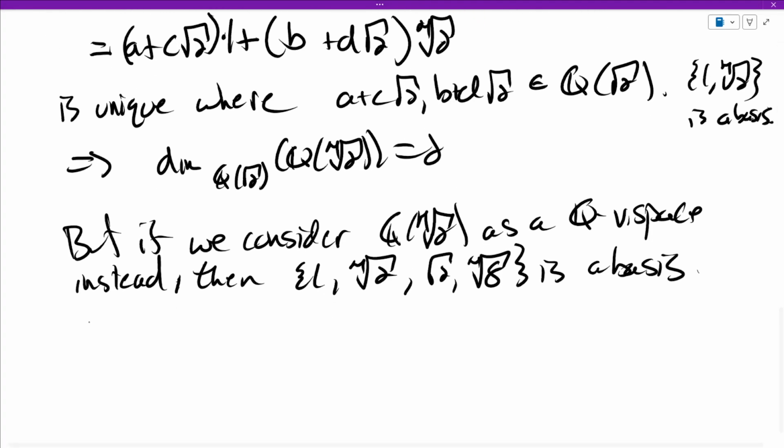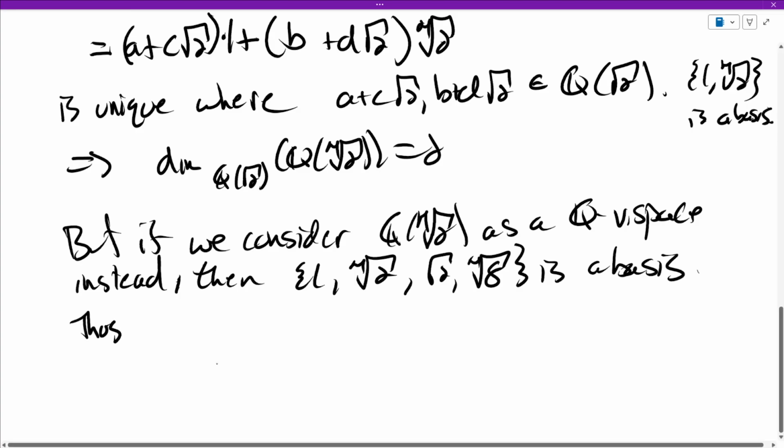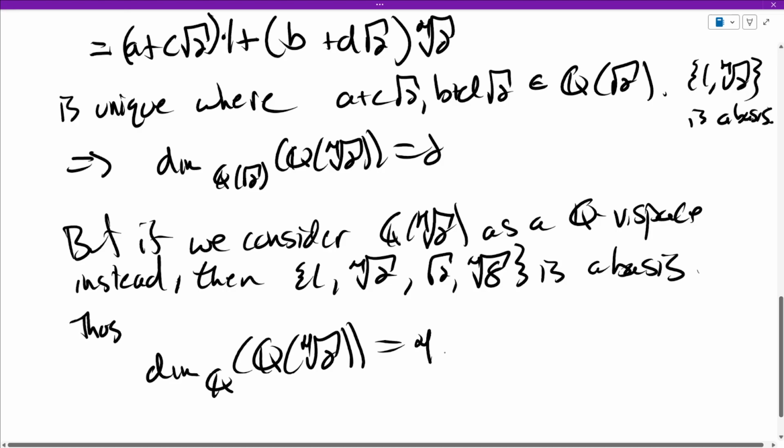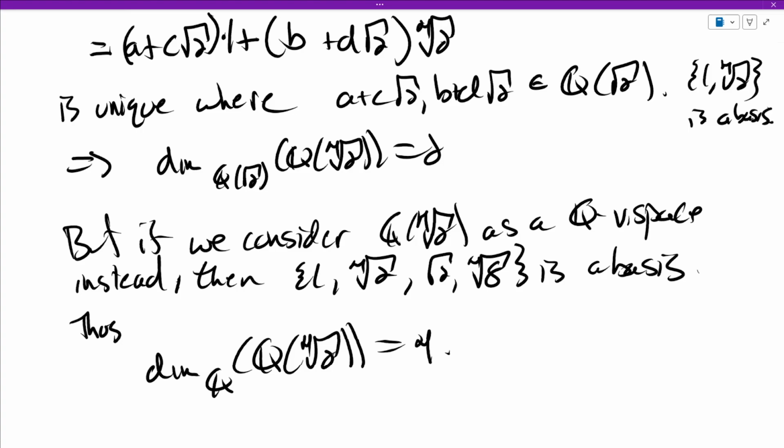So in particular, the dimension as a q vector space of q adjoin the fourth root of 2 is 4. And in fact, it's no coincidence that it's 4 here and 2 before when we added a square root. We're going to formalize that. Okay, cool. Way cool. So there's vector space structure.